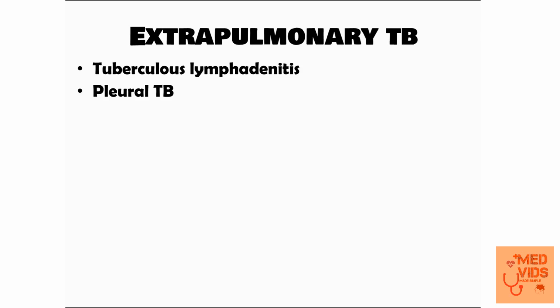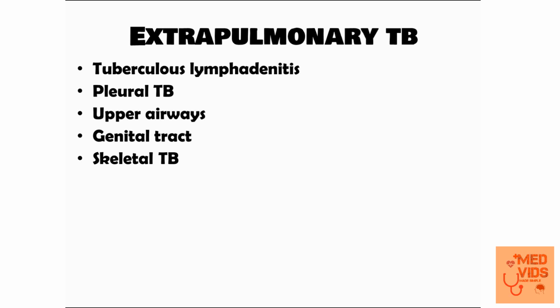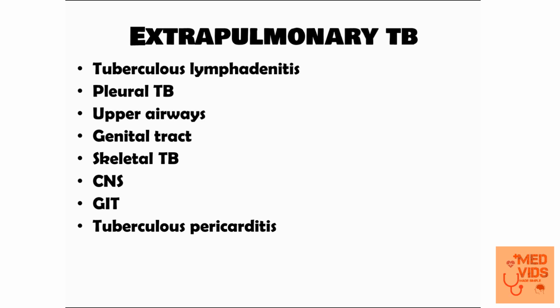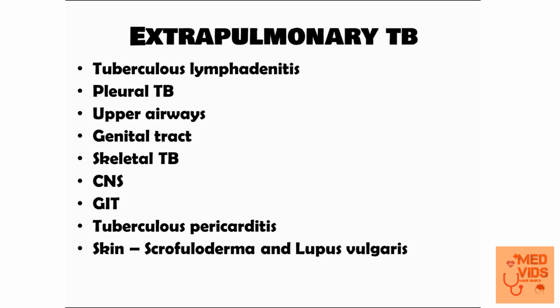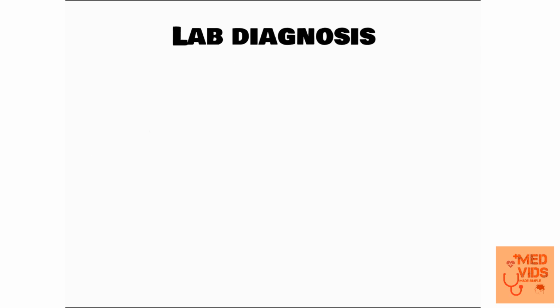Now, if tuberculosis happens in any other site than the lungs, it is known as extrapulmonary TB, and can involve the lymph nodes, the pleura, the upper airways, the genital tract, the skeletal system, central nervous system, gastrointestinal tract, the pericardium, the skin, leading to scrofuloderma and lupus vulgaris. And it can also cause miliary tuberculosis, which is a form of disseminated tuberculosis.